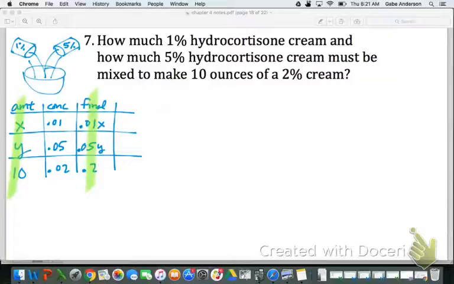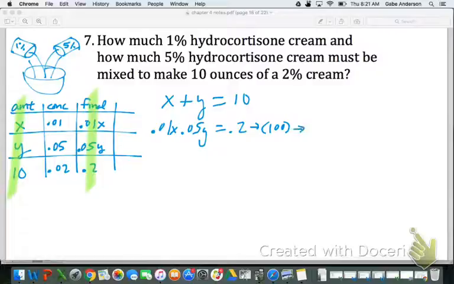So I'll write those off to the side here and see what they look like, see what method appears to be best. So x plus y equals 10, and 0.01x plus 0.05y equals 0.2. Do you see the cleanup work that might be helpful? Multiply by 100 again, yeah, on that bottom equation. So if I do that, multiplying by 100, that gives me x plus 5y equals what? 20. Yeah, be careful. Moving the decimal 2 spots.